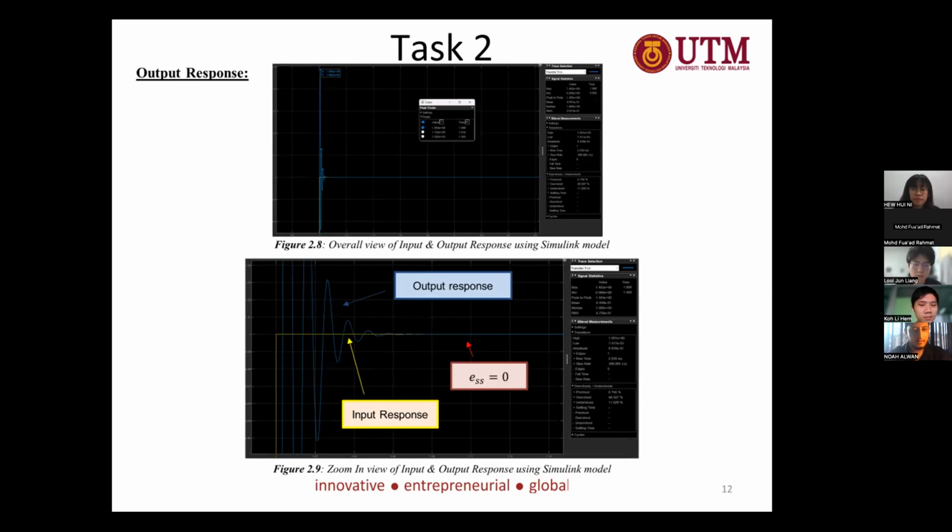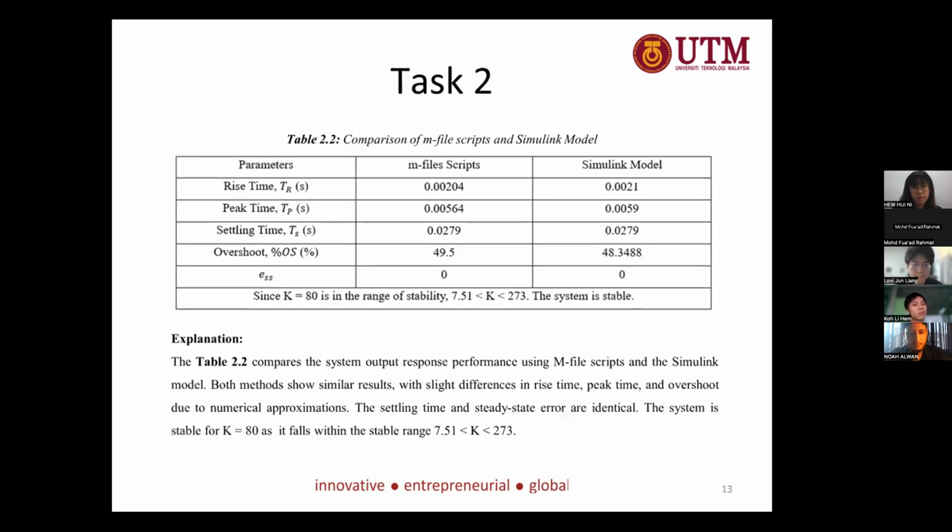So this is the overall view of the response, and the below one is the zoomed in view of the response. The yellow one is the input response, and the blue one is the output response. And we can see here that the steady state error is 0. And next. Besides that, I summarize the system performance in the table, showing that the values from both MATLAB and Simulink model are almost identical. And since K is equal to 80, which is within the stable range, the system is stable.